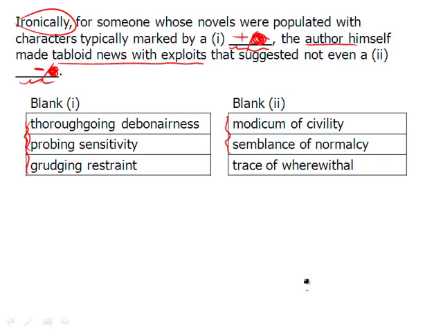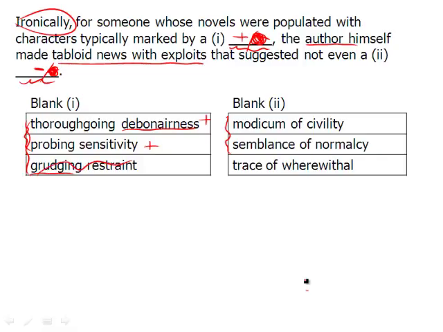Thoroughgoing debonaireness. To be debonair is to be genteel, well-mannered. Probing sensitivity, a very sensitive person, that works as well. Those are both positive words. Grudging restraint. If you're restraint, you hold back, do so grudgingly, you don't really want to. So this is a mixed meaning, so that one we can at least get rid of.